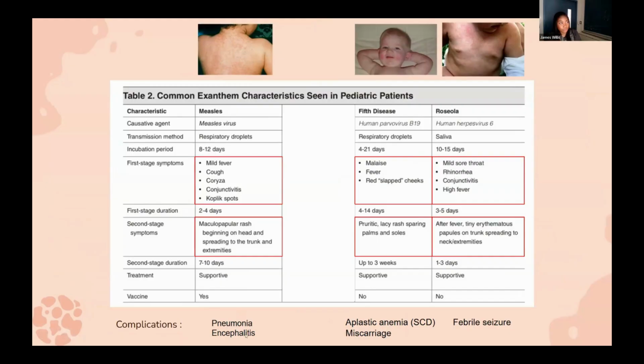Complications for measles, pneumonia and encephalitis. Complications for fifth disease, the parvo, you have to tell the pregnant women to stay away, at risk for miscarriage, and those with sickle cell can have aplastic anemia. And then roseola, because of the very high fever, they tend to have some febrile seizures.